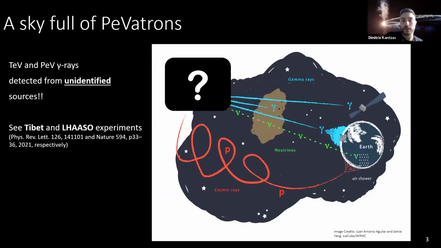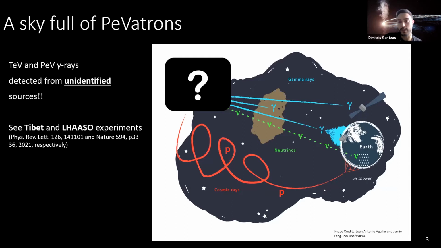So, cosmic rays are elementary charged particles that accelerate in some yet unknown sources to high energy. And in particular for galactic cosmic rays, these particles may gain energy of the order of PeV, namely 10^15 eV. These sources are known as pevatrons. So these PeV particles escape the source, they propagate through the Milky Way, but they are deflected due to the magnetic field. So when we detect them here on Earth, we cannot really track back to find their origin.